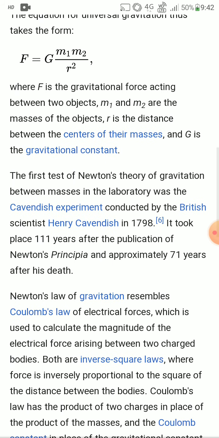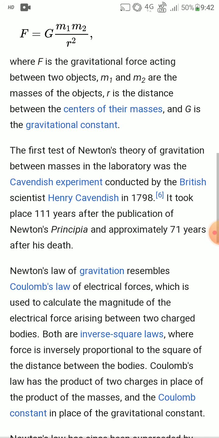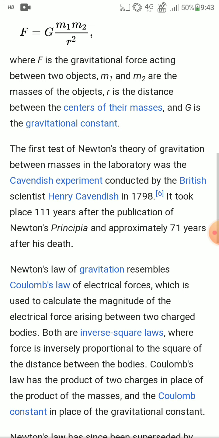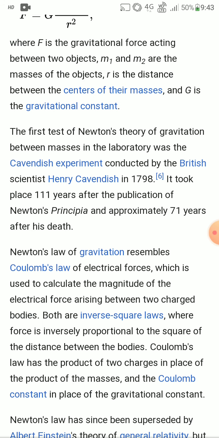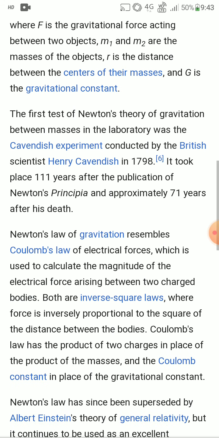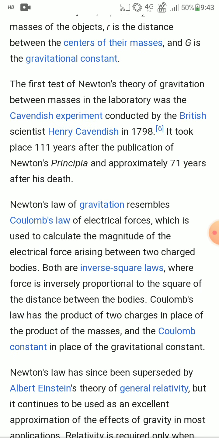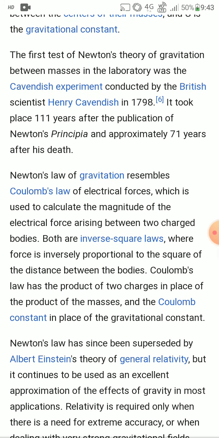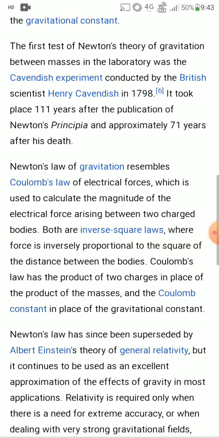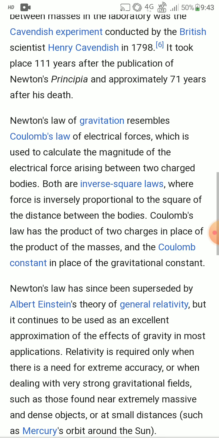Newton's law of gravitation resembles Coulomb's law of electrical force, which is used to calculate the magnitude of electric force arising between two charged bodies. Both are inverse square laws, where force is inversely proportional to the square of the distance between the bodies. Coulomb's law has the product of two charges in place of the product of the masses, and the Coulomb's constant in place of the gravitational constant.